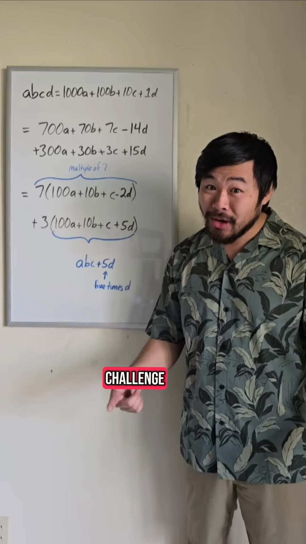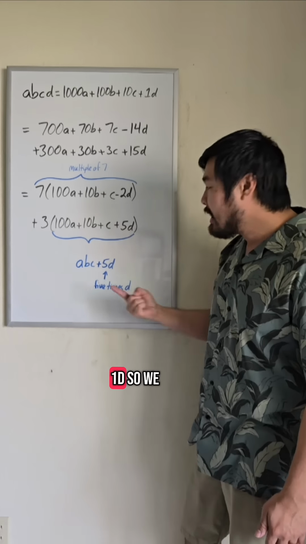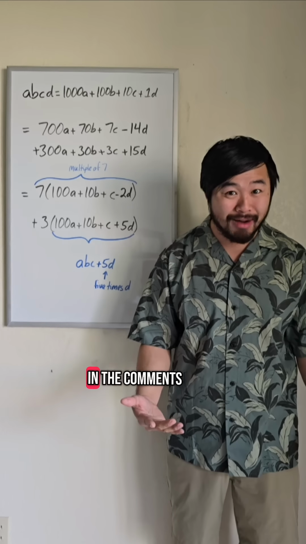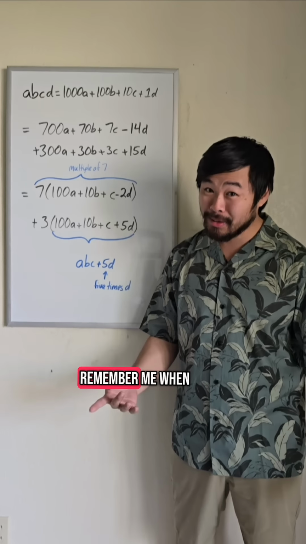Now, here's a challenge. What's another way we can rewrite 1D so we have another divisibility rule of 7? Think about it, let me know in the comments, publish it, and remember me when you're famous.